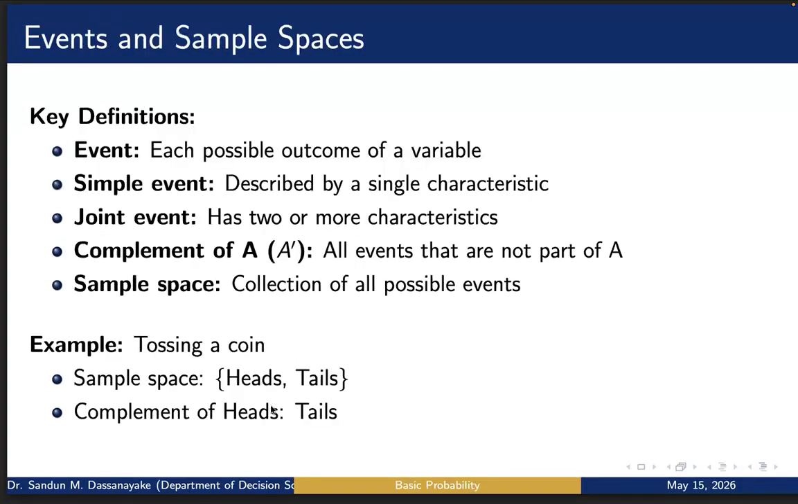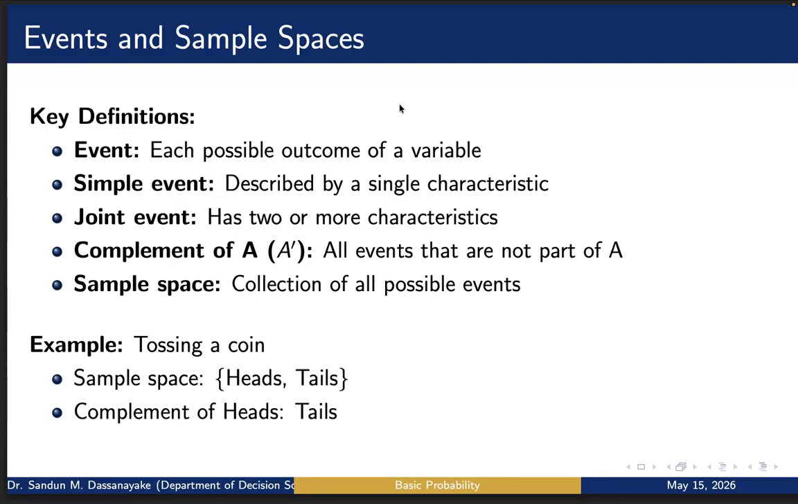Okay, let's go forward. The key definitions: there are events and sample space. So event, each possible outcome of a variable. So when we say each possible outcome of a variable, we factually say each possible outcome of a variable. You cannot remove any of the outcomes. So if it is about a six-sided die, each possible outcome would be 1, 2, 3, 4, 5, 6. Okay. So each possible outcome of a variable is an event.